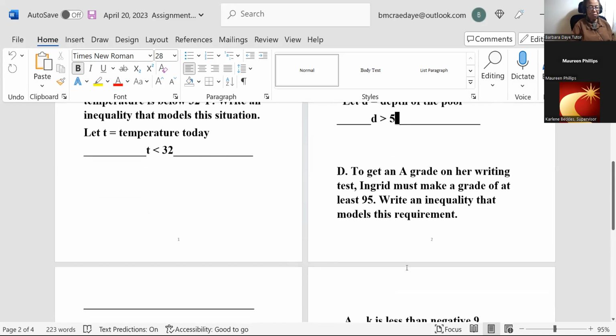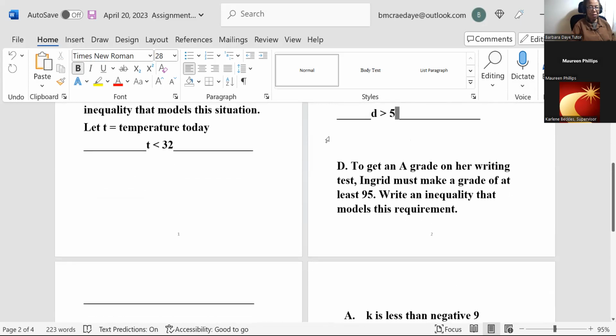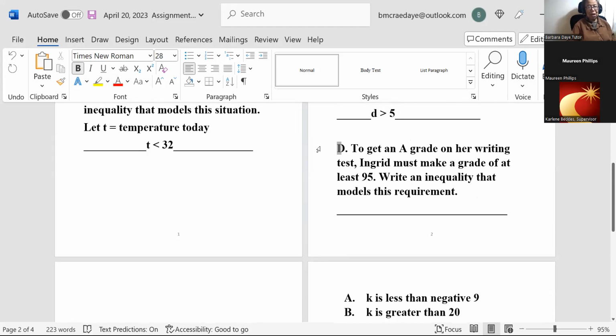Okay, and we have one more here. Bring that up so we can put that one. Okay, now read 1D, Maureen. Tell me what your answer is. To get an A grade on your writing test, a grade must make a grade of at least 95. Right? And equality.